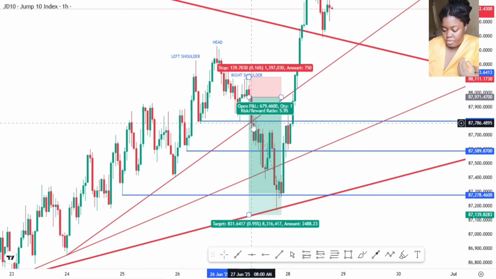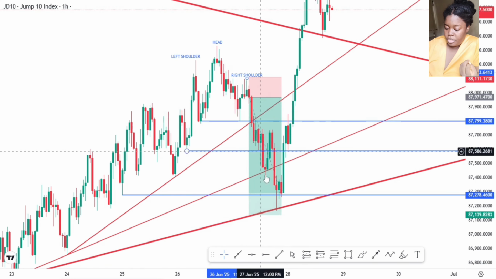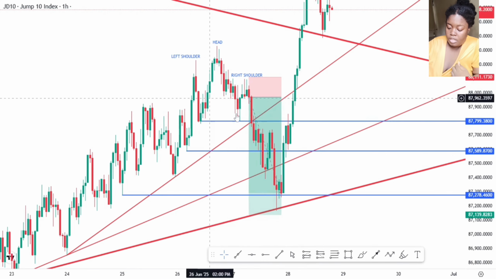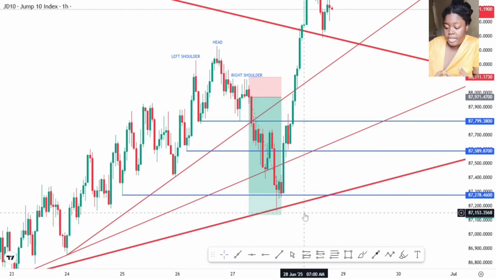Eventually it came down, broke past the neckline here, retested it on this green candle, and then pushed down. But I didn't wait on it to break the neckline because I knew the market, VIX, Forex, loves head and shoulders. It does. So that's how I got the entry, that's how I got the setup.